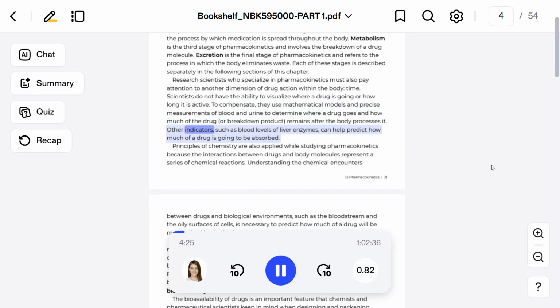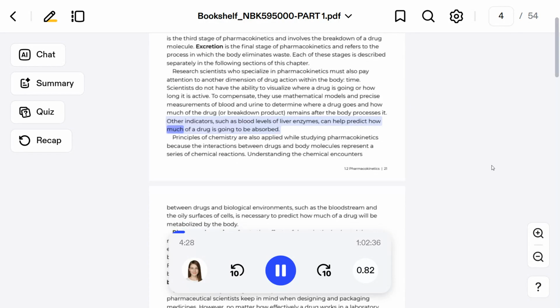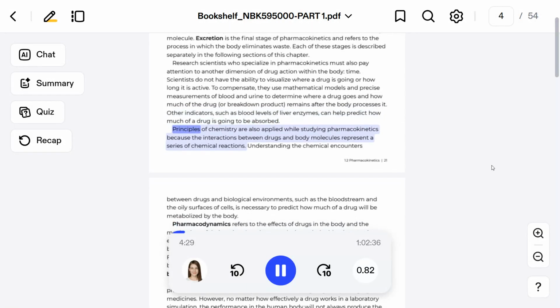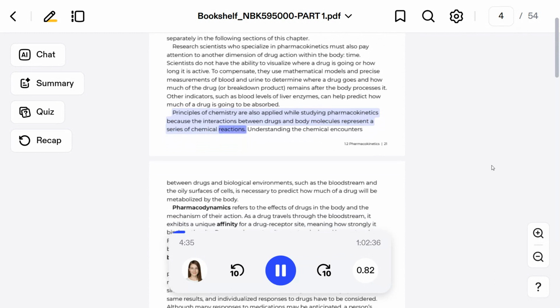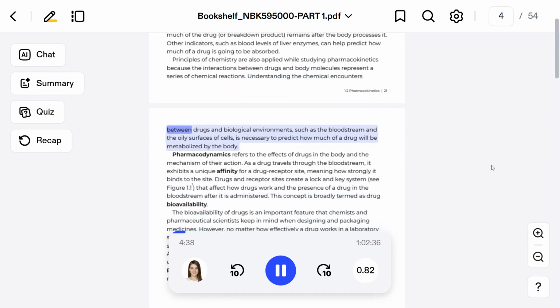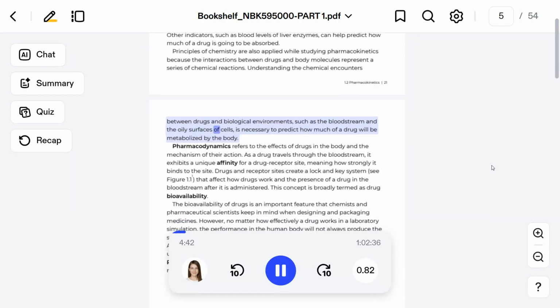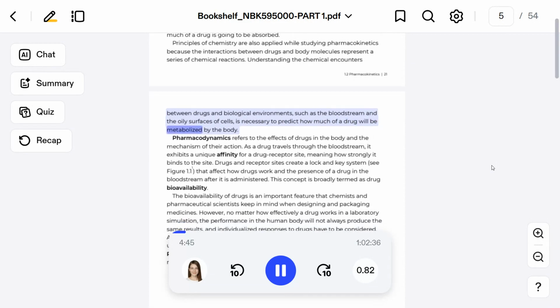Other indicators, such as blood levels of liver enzymes, can help predict how much of a drug is going to be absorbed. Principles of chemistry are also applied while studying pharmacokinetics, because the interactions between drugs and body molecules represent a series of chemical reactions. Understanding the chemical encounters between drugs and biological environments, such as the bloodstream and the oily surfaces of cells, is necessary to predict how much of a drug will be metabolized by the body.